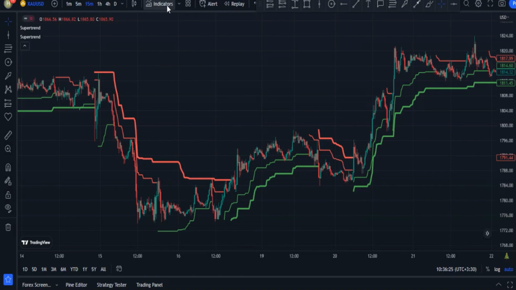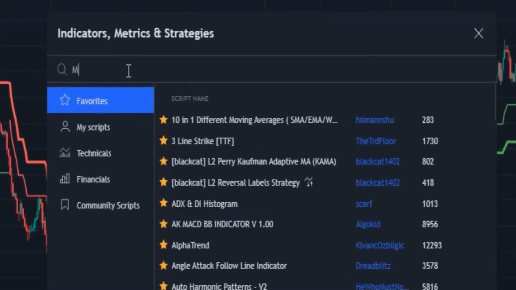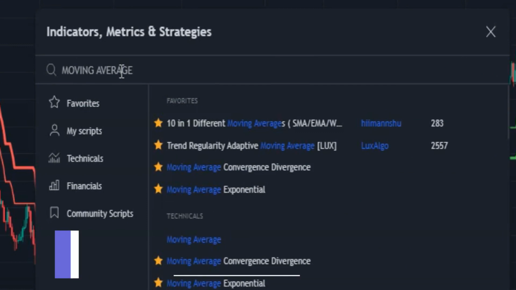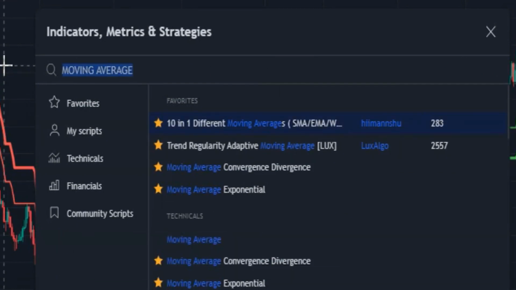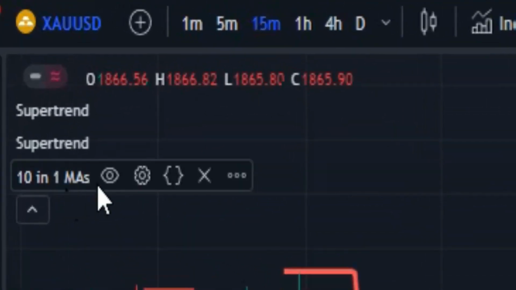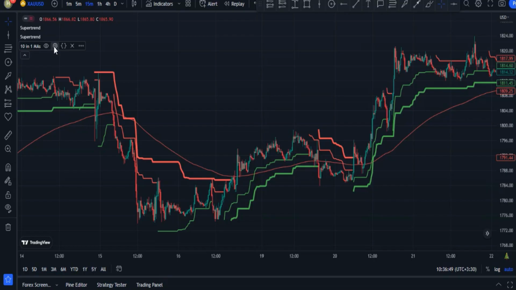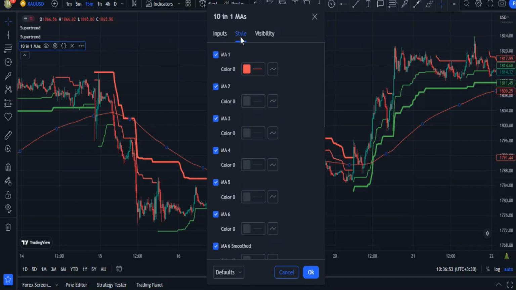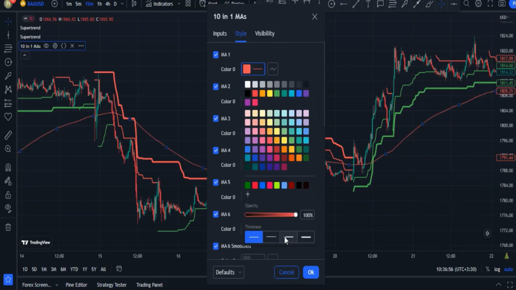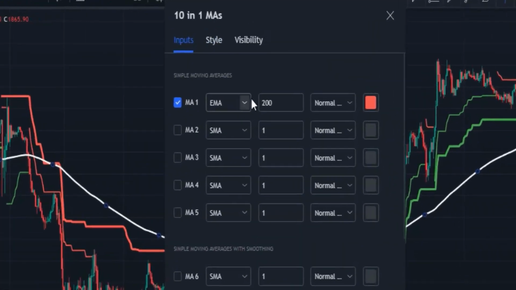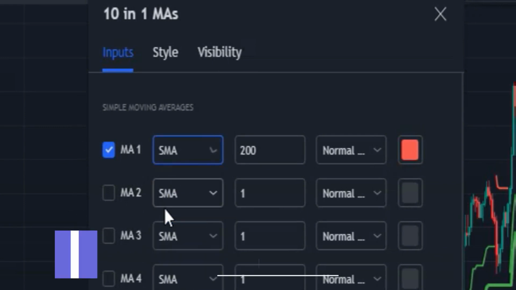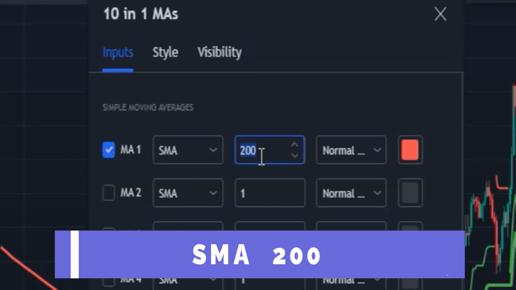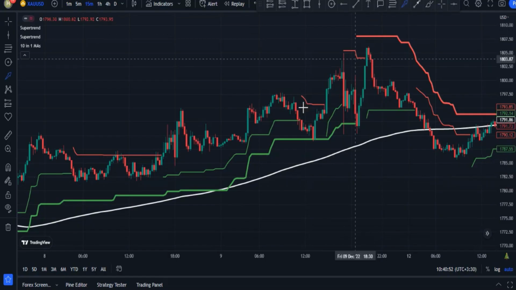Now it's time to add the third indicator. In the indicator section, search for moving average and add the 10-in-1 different moving averages to the chart. Then go to the settings section of this indicator and change its color and thickness in the Style tab. Then in the input tab, change the moving average type to SMA and set the period to 200. Now our trading setup is ready.